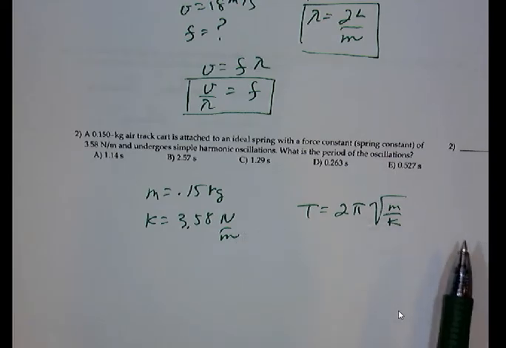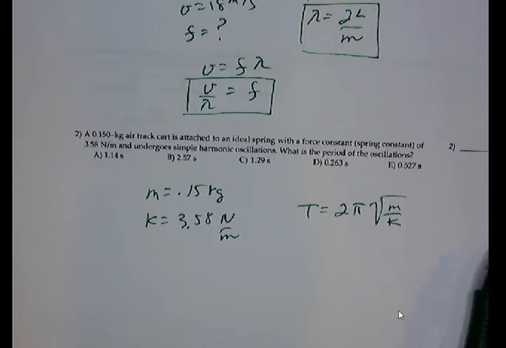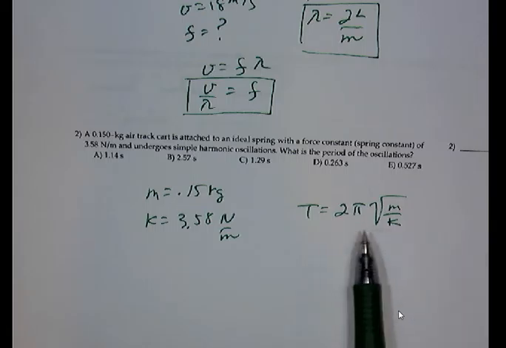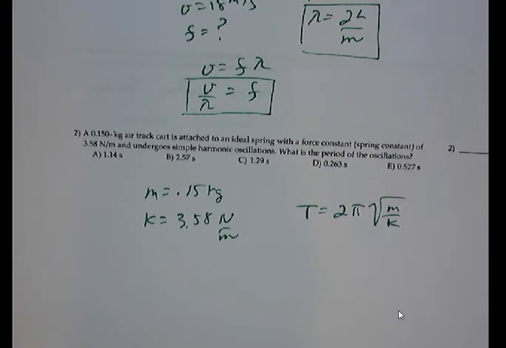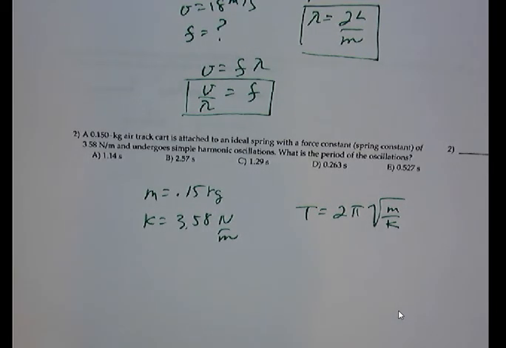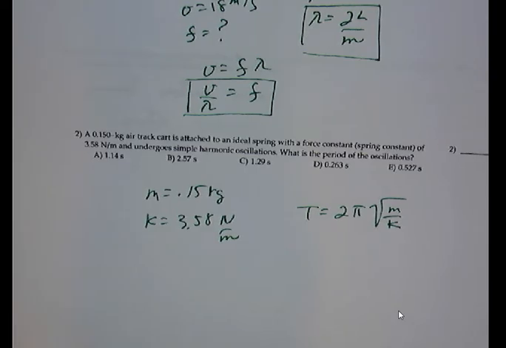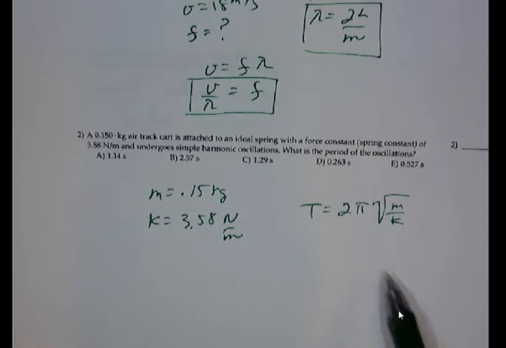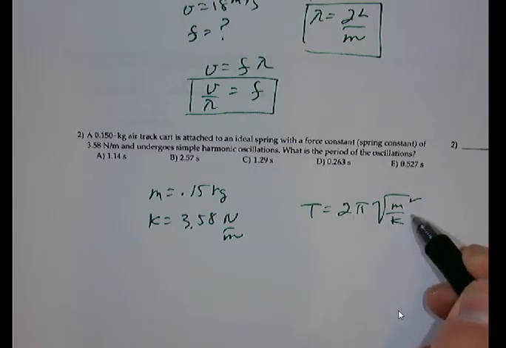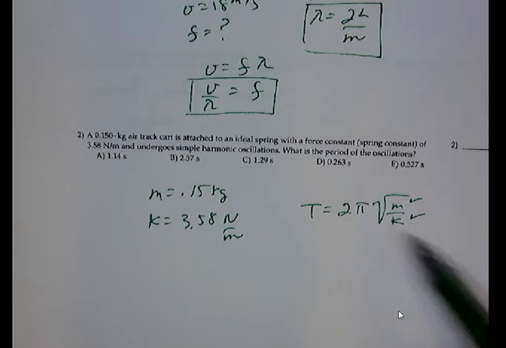The force keeps changing because the spring is compressed more at some points and less at other points. So it's really complicated to try to analyze the motion. You can't do it with kinematics because acceleration is not constant. But because it says simple harmonic motion, we have this for the period. You know m and you know k. Don't forget about the 2 pi.